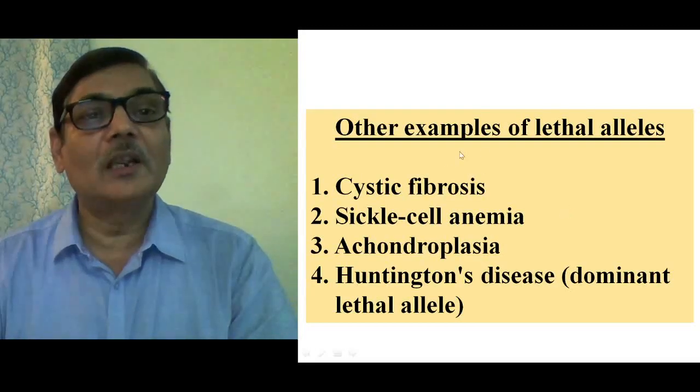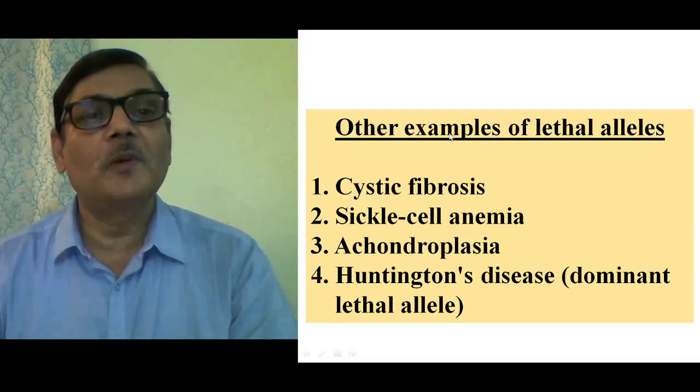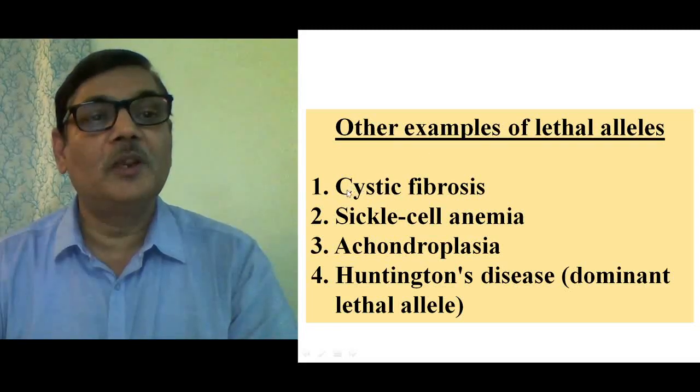Now, there are other examples of lethal alleles in other organisms, particularly in humans, and I'm going to explain them here. In humans, many genes or alleles are known which are lethal in nature, and some of them could be cystic fibrosis. Cystic fibrosis is a deadly disease in which homozygous recessive types don't survive, because it is a recessive autosomal disease. So those who are homozygous recessive will not survive.